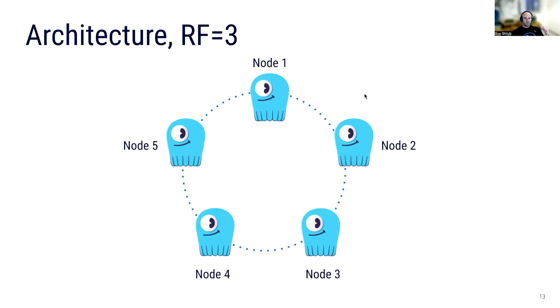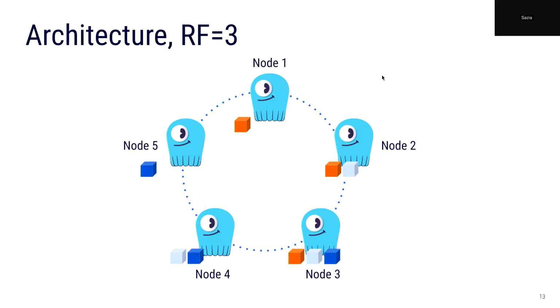Okay, so here we have again our 5-node cluster, and say we define the replication factor to be 3, then each piece of data, say this orange cube is a piece of data, will be written to 3 different nodes. In this case, node 1, node 2, and node 3. A different piece of data might be written to other 3 nodes, and so on. Okay?